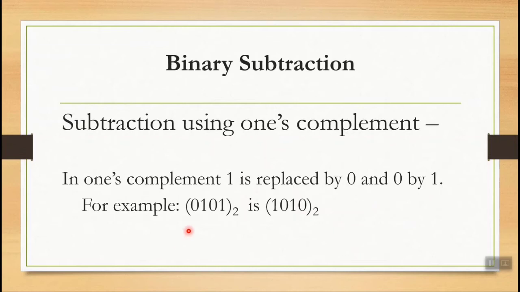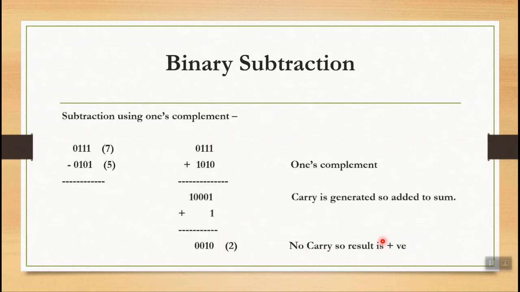For example, 0101, this is a binary number. What is its one's complement? The 0 has become 1, 1 has become 0, 0 has become 1, 1 has become 0. This is the one's complement of the binary number. Now how we will use this one's complement in subtraction, that we'll see now.